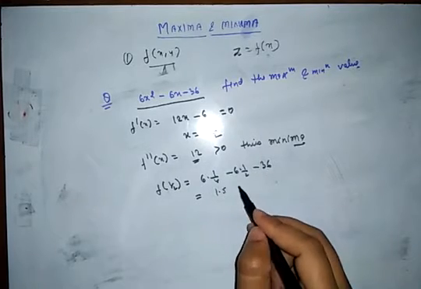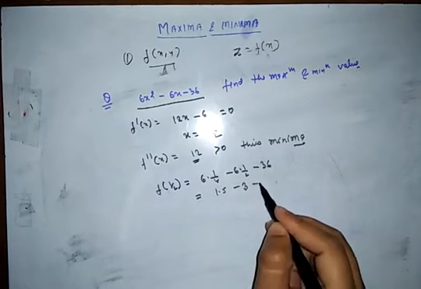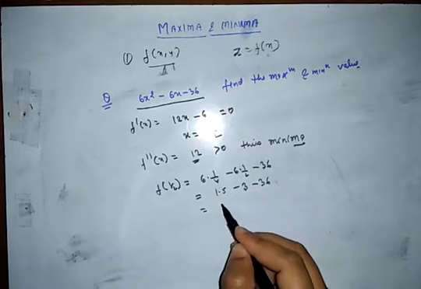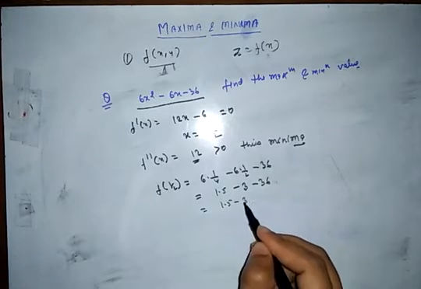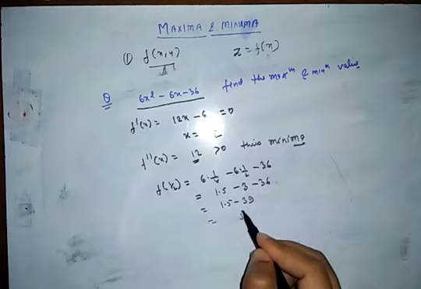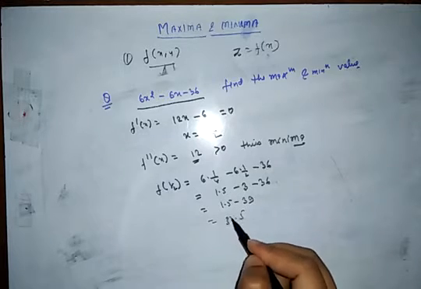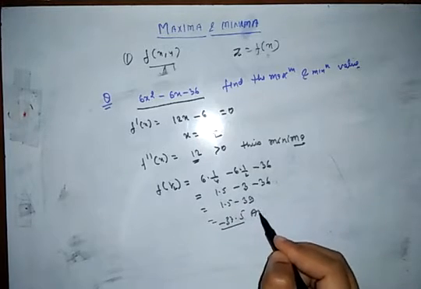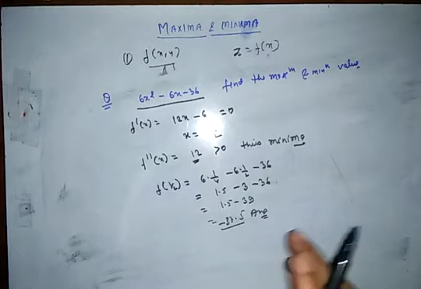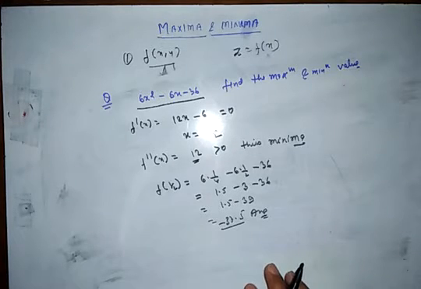1.5 minus 3 minus 36. So you can solve: 1.5 minus 39, so you will get minus 37.5. So this is the minimum value. The function is attaining its minimum value.